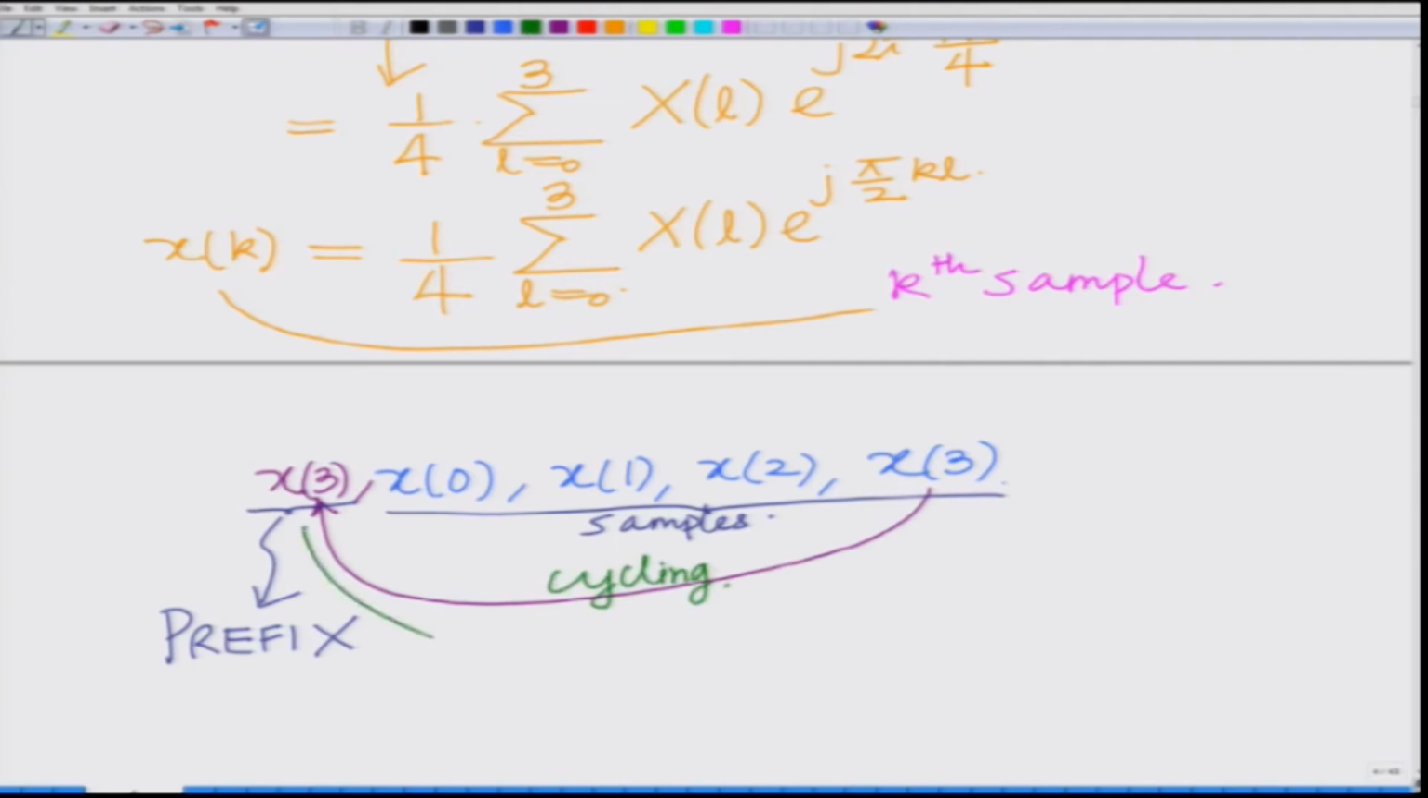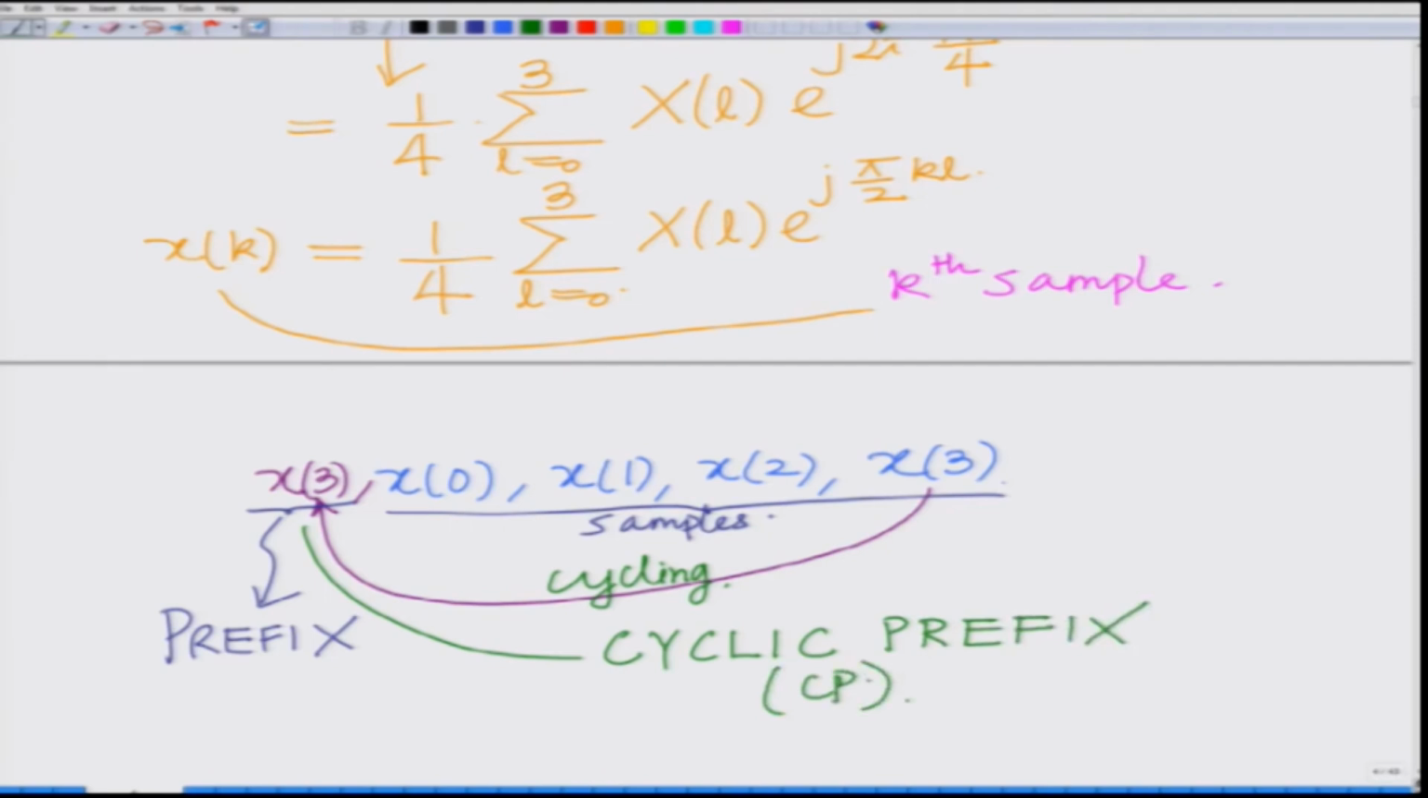So, this is termed as a cyclic, and this is a very important concept in OFDM. This is termed as the cyclic prefix, simply denoted by the term CP.